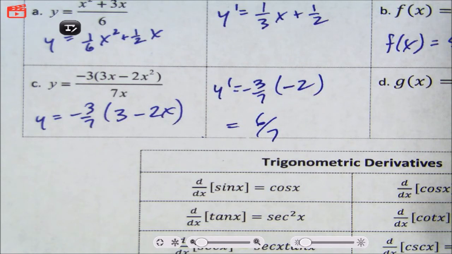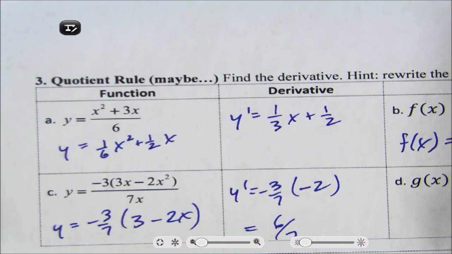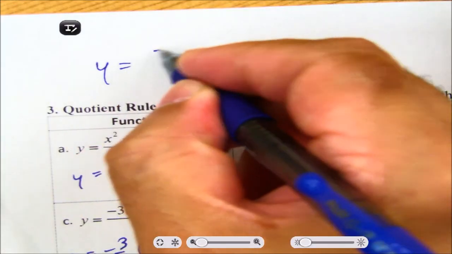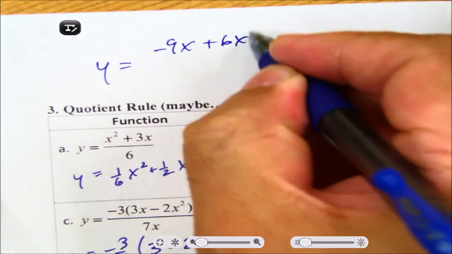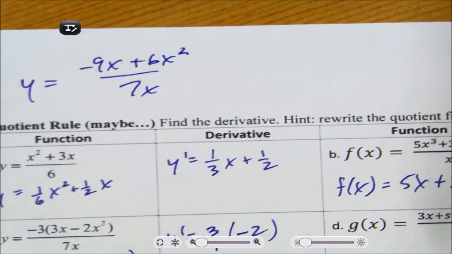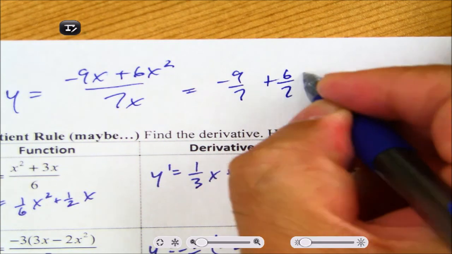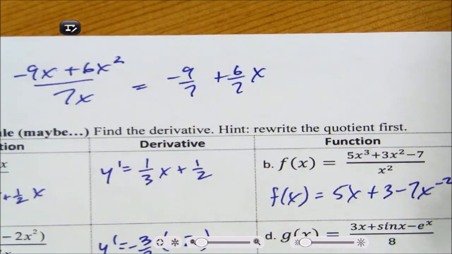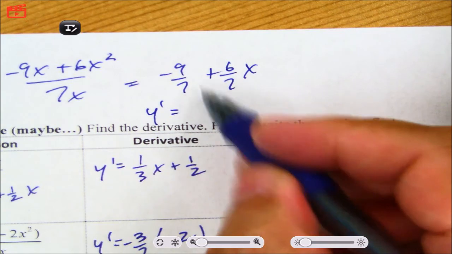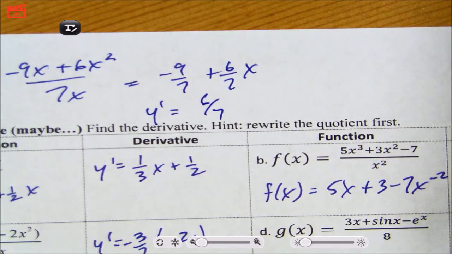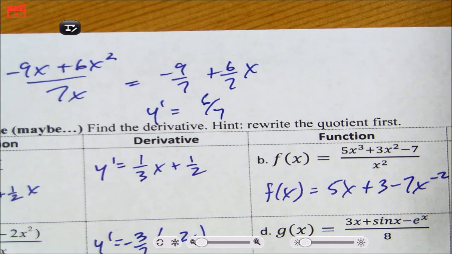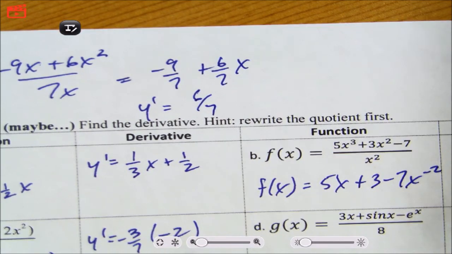That was rather disappointing. So where did the 9 come from? I think I distributed on top and then figured out x. All right, you want me to do it that way? Yeah. So if I do it that way, I get y equals negative 9x plus 6x squared over 7x, right? And if you want me to divide that through, that's going to be negative 9/7 plus 6/7 x, right? Yes. And then when I take the derivative of that, the negative 9/7 goes away, and I just have 6/7, because it's a constant. That's pretty easy. Yes, but this was more entertaining.